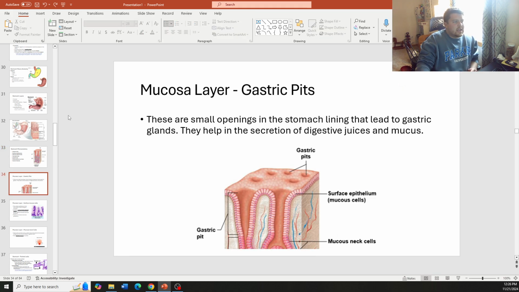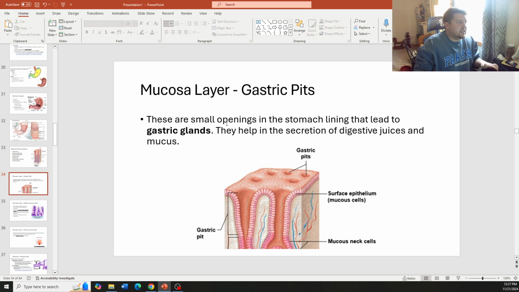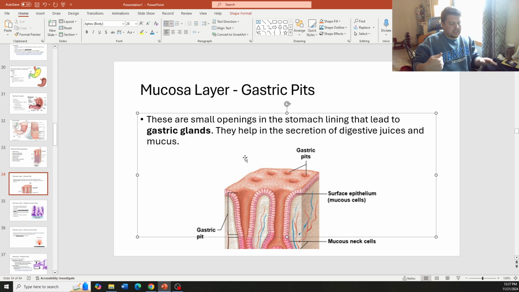Okay, we have the gastric pits. Gastric pits are small openings in the stomach lining that lead to the gastric glands. These little pits are like information pits: the food we eat goes down into there, and it activates a sensor saying, hey, there's food in the stomach, there's stuff that we need to digest. And that's what kickstarts the release of the enzymes and chemicals to help us digest our food.